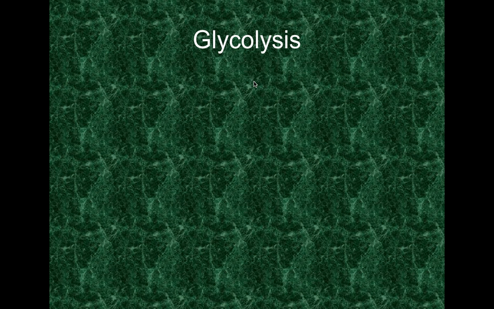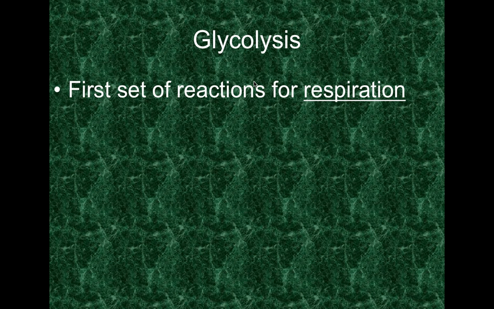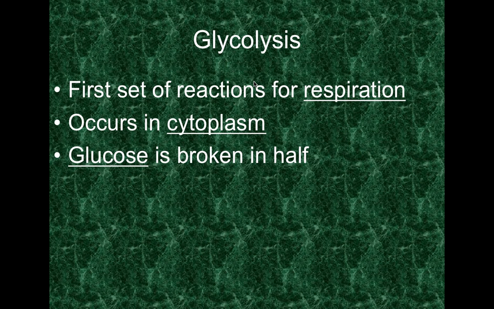The first step in the process is called glycolysis. This is the first set of reactions for respiration, and it occurs in the cytoplasm. Basically, what's going to happen with glycolysis is that glucose literally gets broken in half. Remember, it is a 6-carbon sugar, and so when I break it in half, I get two 3-carbon sugars. It's just like snapping a pencil or snapping a carrot.